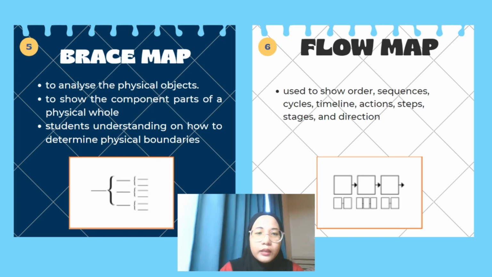And then the next map is flow map. Flow map is for sequencing. This map is used to show order or sequences, cycles, timelines, actions, steps, stages, and directions. So you can use this map for the steps of wudu: first read the dua, and then wash the hands, and then all of this.